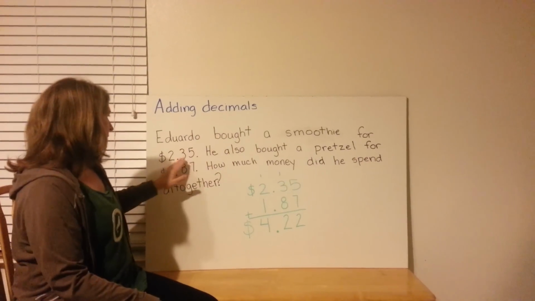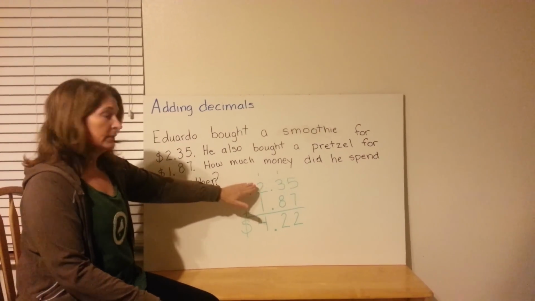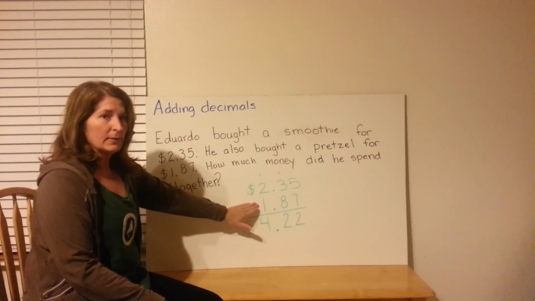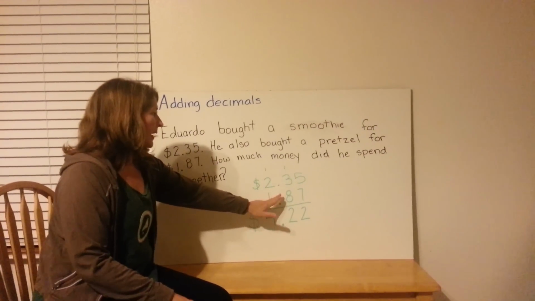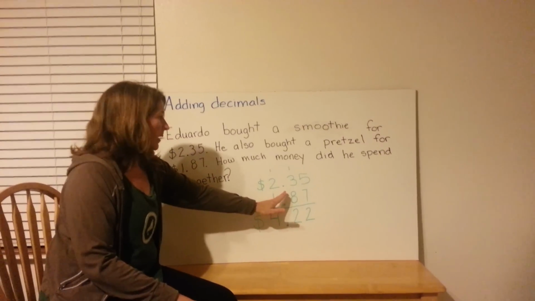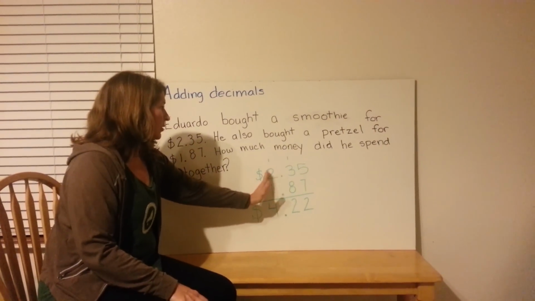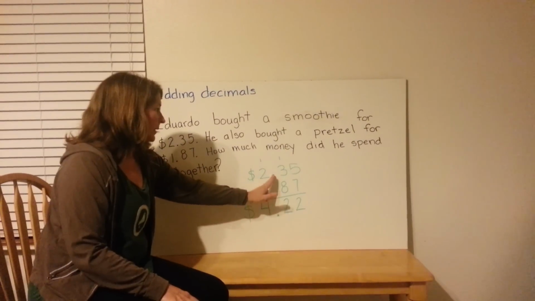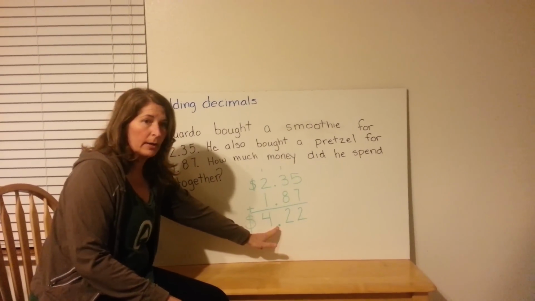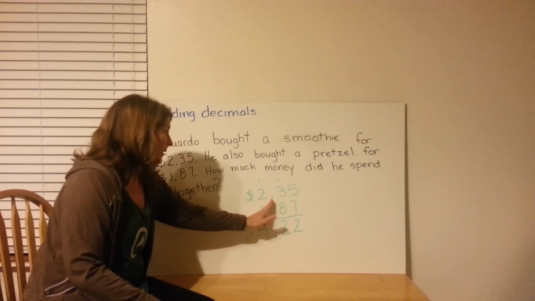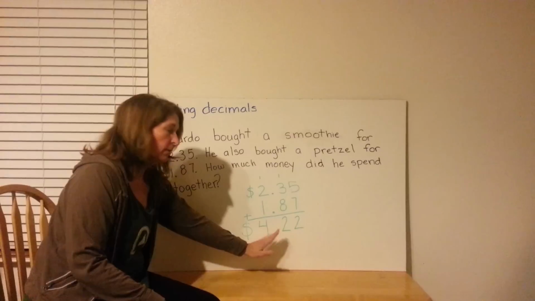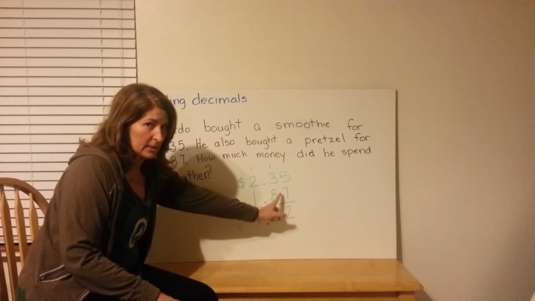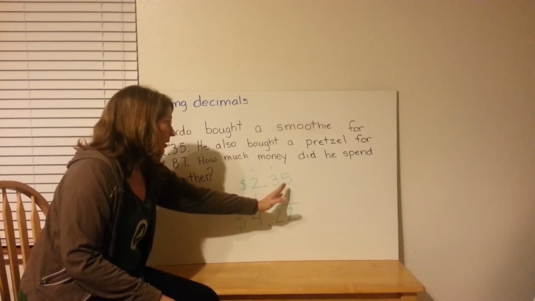And so what we do, first of all, we take the $2.35 and the $1.87, and you line up the decimal. You line up the decimal, and then you put your numbers accordingly. So line up the decimals, and then your decimal drops down into your answer immediately. So decimal, decimal, decimal, they all line up. Then you start over in the 100th place and start your adding.